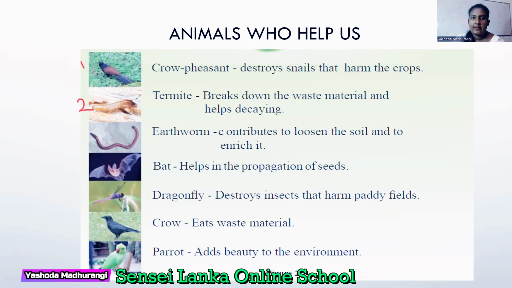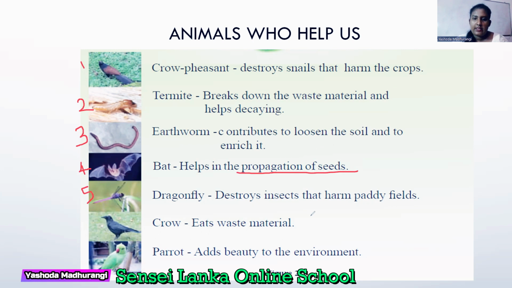Then 2, termite. Breaks down the waste material and helps decay. Number 3, earthworm. Look at the animal. Contributes to loosen the soil and to enrich it. It makes soil better. Then 4, bat. Helps in propagation of seeds. When the bats are eating the fruits at night, they are going here and there and they put those seeds here and there. So they help for propagation of seeds.